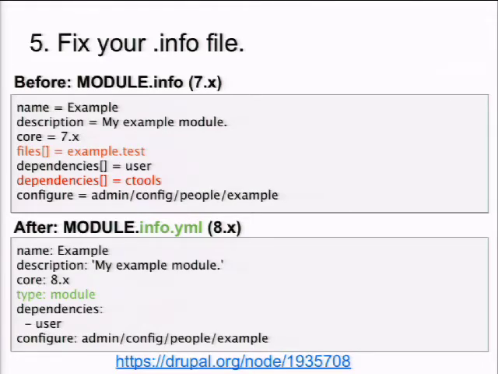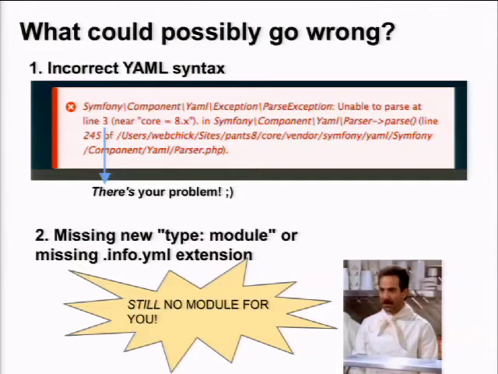All right, I'm going to move on. Info files: who's successfully got an info file moved around? Good, okay. Several people. All right, so what could possibly go wrong? A couple of things. One is if you forgot to change an equals to a colon, you'll get a scary error like that. The key thing there is "unable to parse at line 3" or whatever it says, that's where your error is. Basically, you can't parse the syntax of the YAML file. Also, if you forgot type: module or you forgot to rename it to the info.yml extension, you'll also get an error, or you won't get an error, you just won't see your module. So check those couple of things.